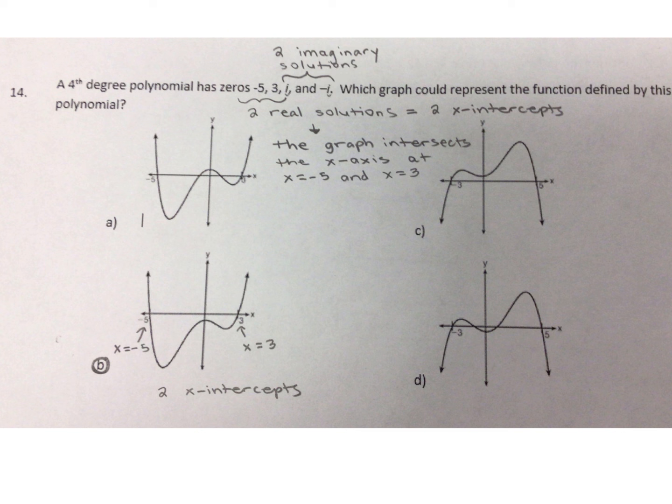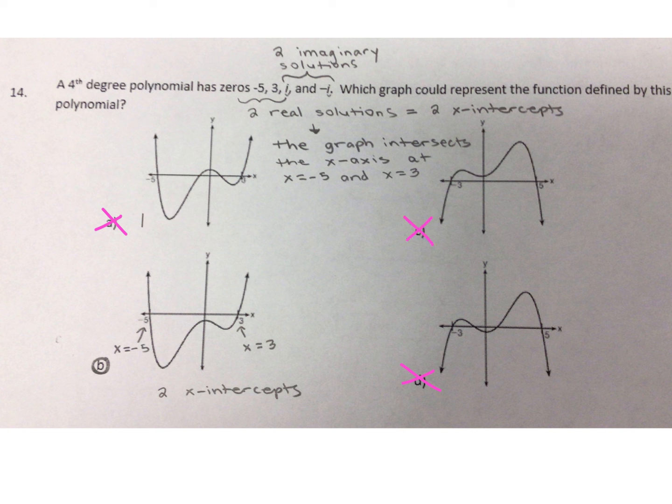So if we look at letter A, there's 1, 2, 3, 4 x-intercepts, right? Can't be that one. All right, let's also take a look at letter D. There's 1, 2, 3, 4 x-intercepts, so it cannot be that one. Okay, now that being said, let's look at our real solutions. Our real solutions occur at -5 and +3. So that means the graph has to intersect the x-axis at -5 and +3, just like letter B does. Okay, letter C switched the signs here, so that one is not going to be our answer.